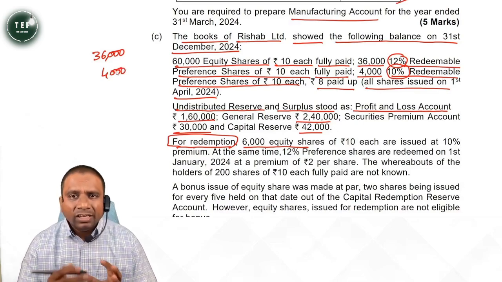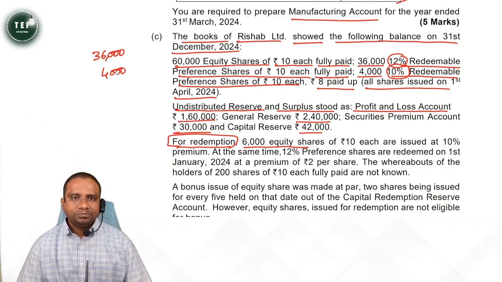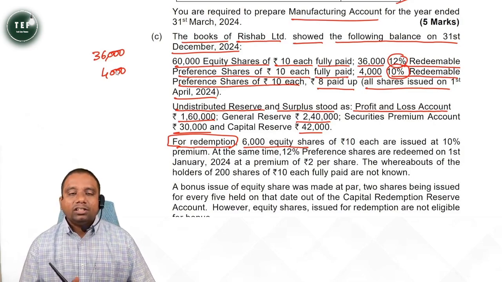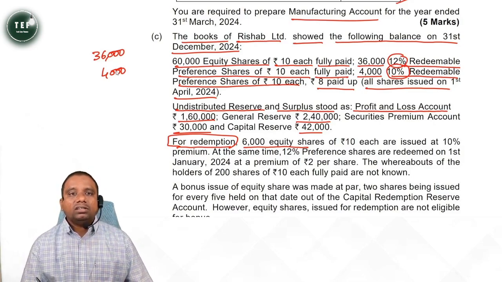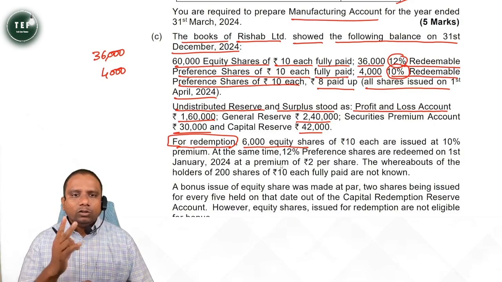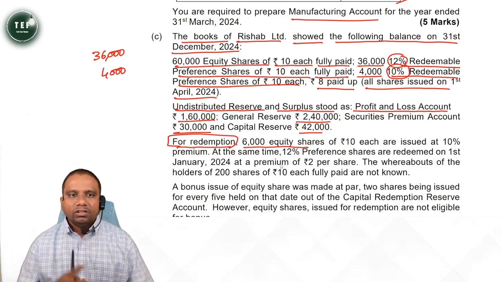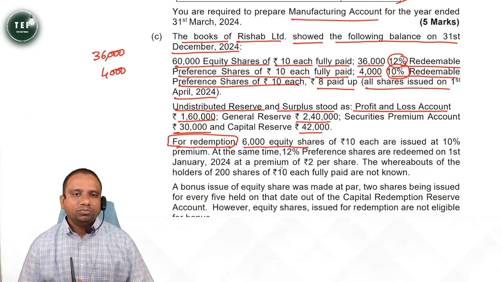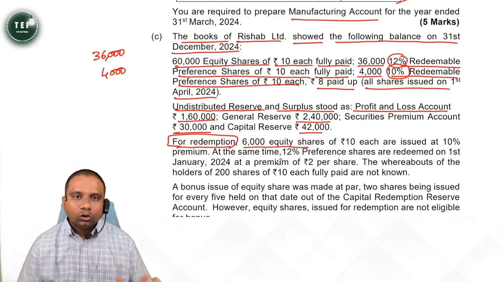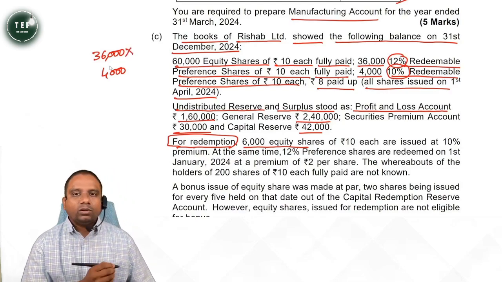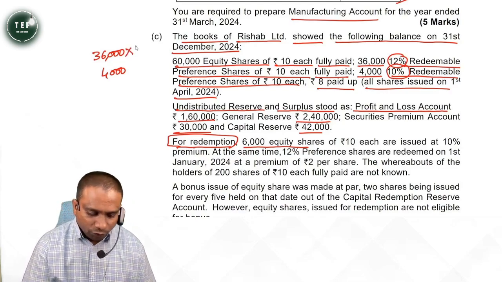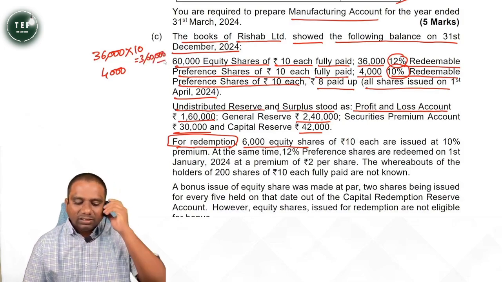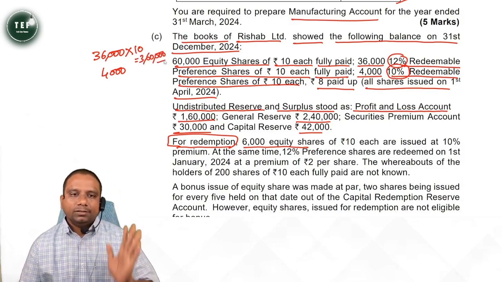Observe, when you have two classes of preference shares, we assume that only the fully paid preference shares are redeemed. Is it clear, students? So 36,000 preference shares into face value 10. In total we are going to redeem 3,60,000 rupees of capital.